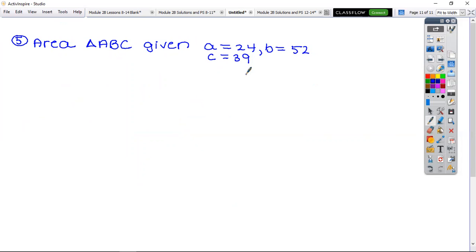All right. So we have here triangle ABC, and I have A equal to 24, B equal to 52, and C equal to 39. Now I realize what I did here, which now in retrospect, I kind of wish I didn't. This has 3 side lengths, so technically you could just use Heron's formula really quick. And I want you to practice the other one as well. So pretend you had to use the alternative formula.